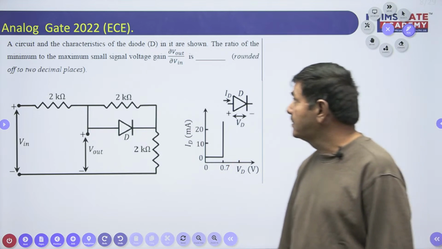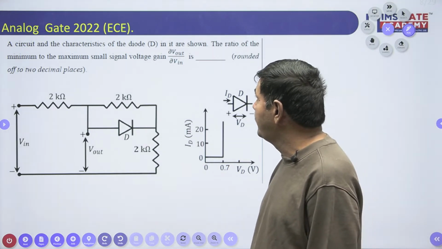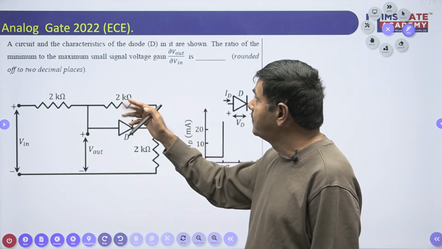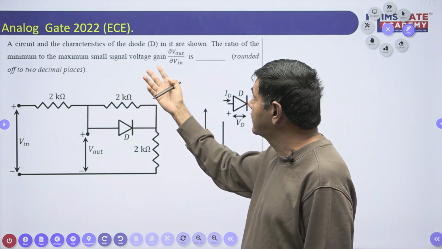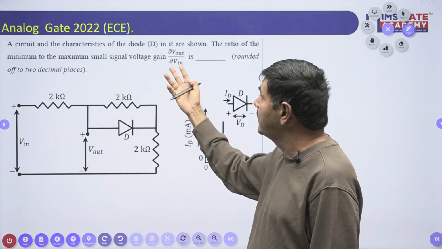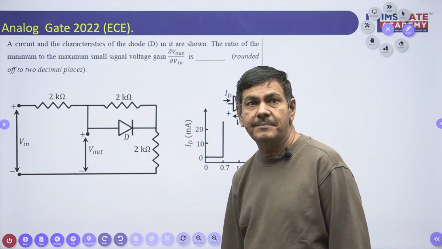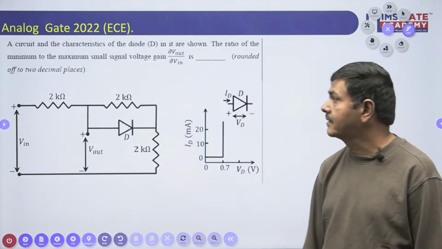But he is asking to find dou of V out by dou of V in. What is the ratio of the minimum to the maximum small signal voltage gain, dou of V out by dou of V in? Can anybody do this question? It's a very good question, I think.